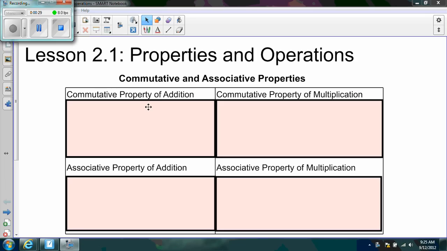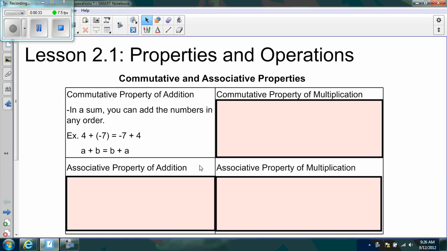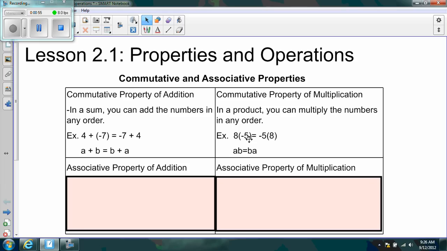So for example, the commutative property of addition means that in a sum, you can add the numbers in any order. Just like you could add 4 plus negative 7 or negative 7 plus 4. It doesn't matter which order you add in, it's going to end up with the same answer. And in algebraic terms, you can write a plus b or b plus a, you're going to get the same answer. There's also the commutative property of multiplication.